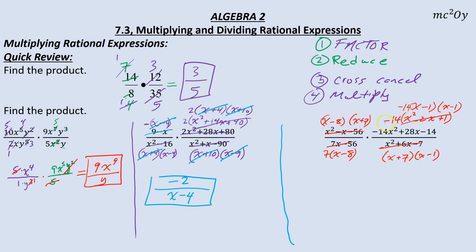Okay? And so from there, looking at reducing, let's go ahead and switch up colors here. Looking at reducing, I can cancel x plus 7 and x plus 7. Cancel x minus 8 and x minus 8. Negative 14 and 7 actually reduces. That becomes a 1. That becomes a negative 2. All right, and I can cancel x minus 1 and x minus 1. So really, looks like all I have left is negative 2 times x minus 1.